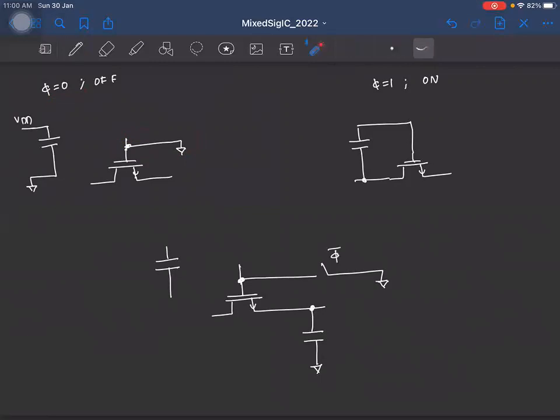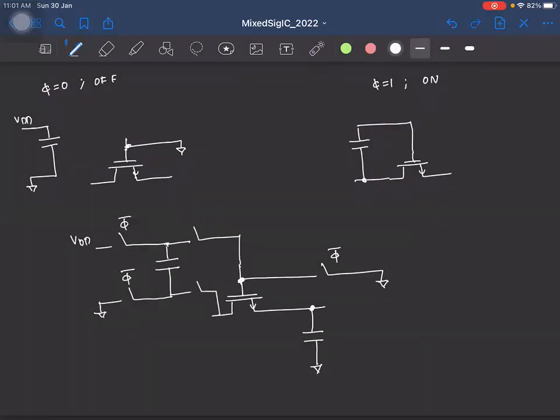Similarly, in phi bar, we are also charging the capacitor to VDD. So I'll have one more set of switches here that connect the capacitor to VDD and ground. And this will be clocked by phi bar. In the other phase, I'm connecting the capacitor to the MOSFET. So you'll have something like this. So this is my V in. These are the switches clocked at phi.